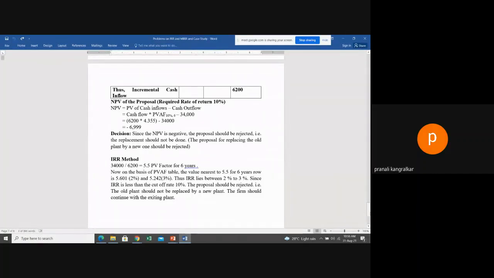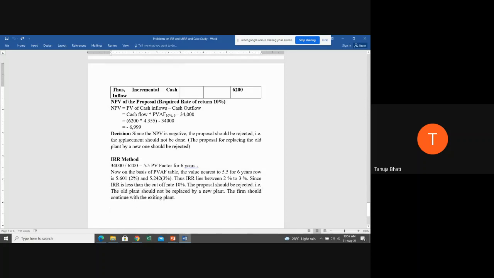Yes, reject the proposal. Reject the proposal because, on the basis of the present value annuity table, the value nearest to 5.5 for 6 years is at 2% and 3%. Thus, we know that the IRR is lying between 2% and 3%. Since IRR is less than the cutoff rate of 10%, the proposal should be rejected. The old plant should not be replaced with the new plant. The firm should continue with the existing plant.